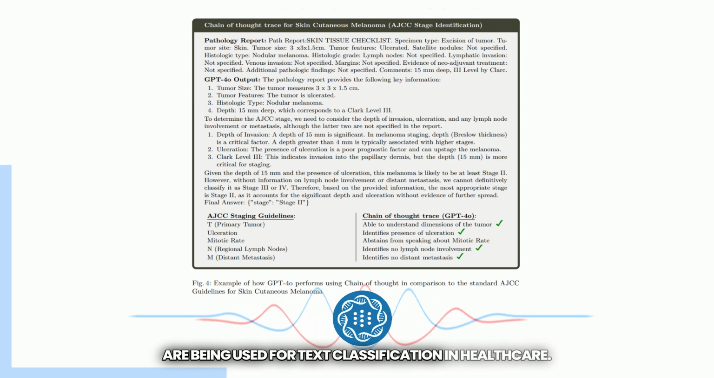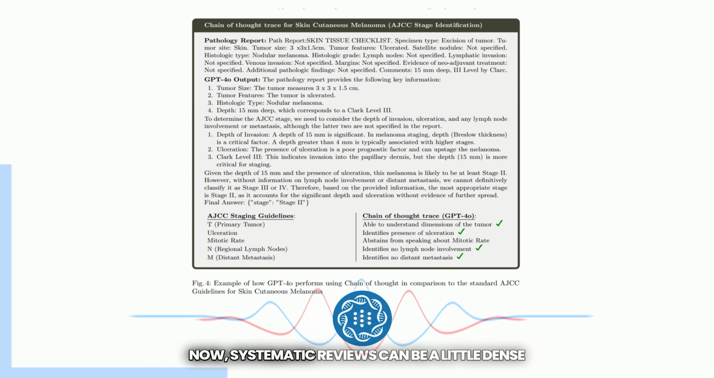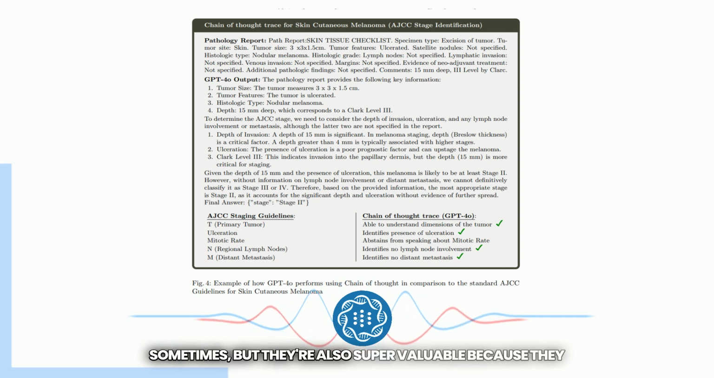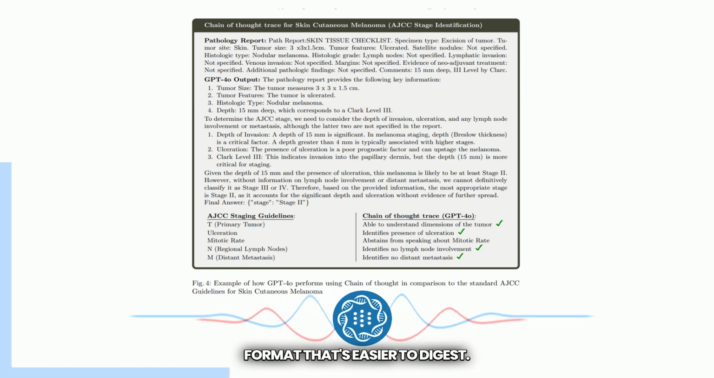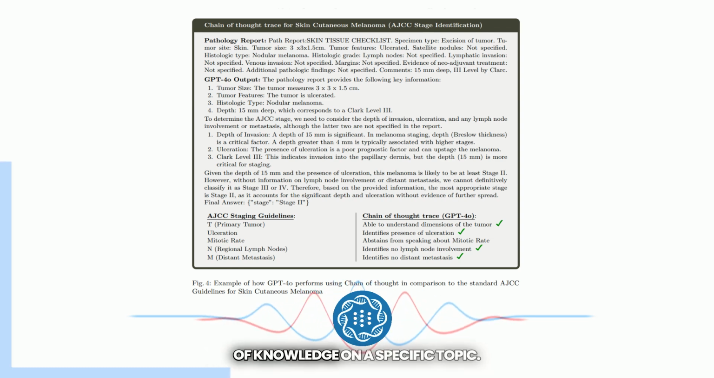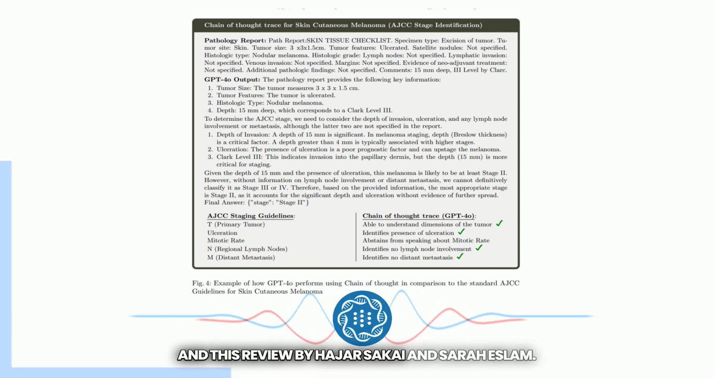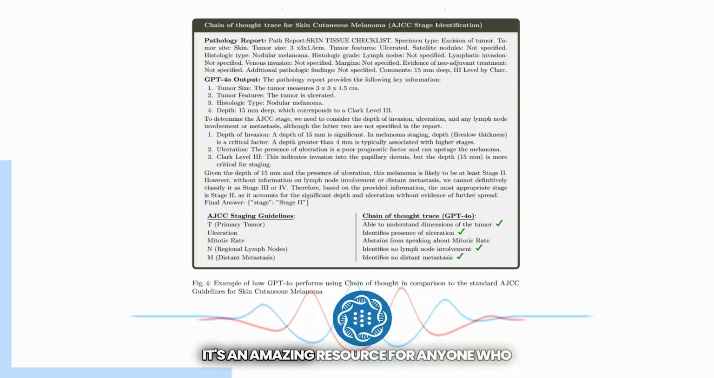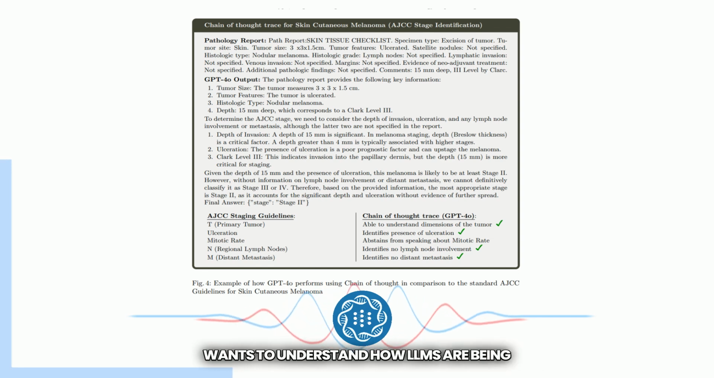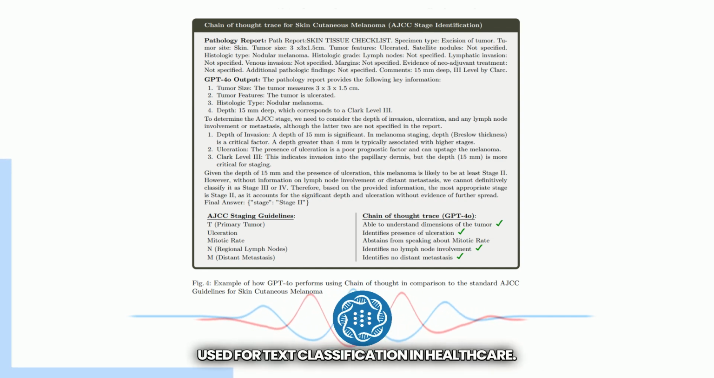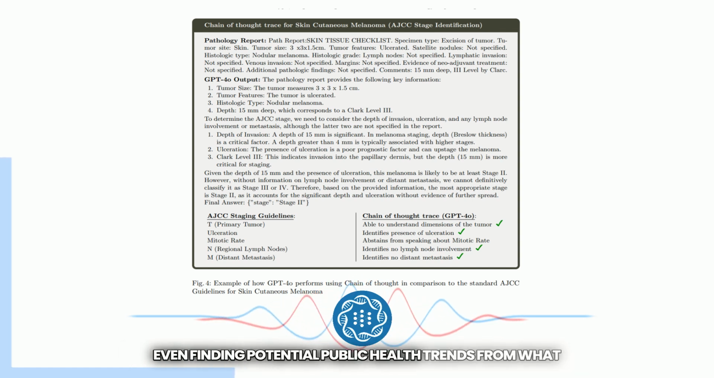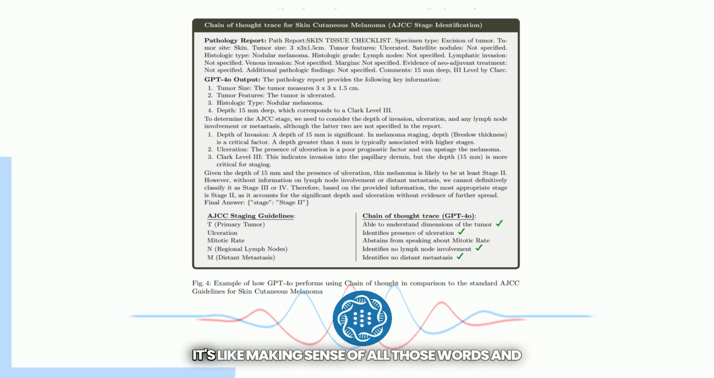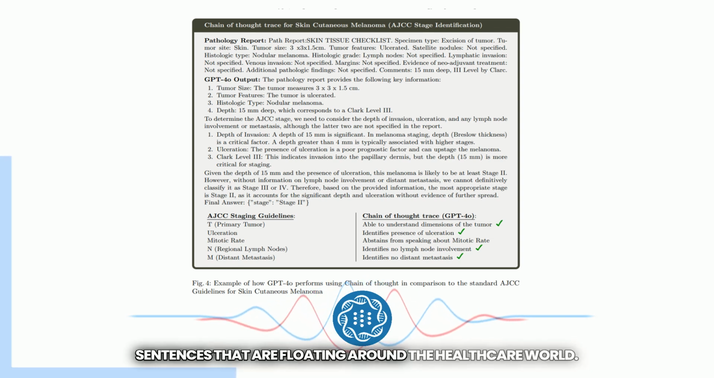Okay, let's move on to this next paper, which is a systematic review of how LLMs are being used for text classification in healthcare. Now, systematic reviews can be a little dense sometimes, but they're also super valuable because they pull together a ton of research into a format that's easier to digest. Yeah, they're like a curated collection of knowledge on a specific topic. And this review by Hajar Sakai and Sarah Eslam is an amazing resource for anyone who wants to understand how LLMs are being used for text classification in healthcare, things like analyzing patient notes, coding medical records, even finding potential public health trends from what people are saying on social media. It's like making sense of all those words and sentences that are floating around the healthcare world.